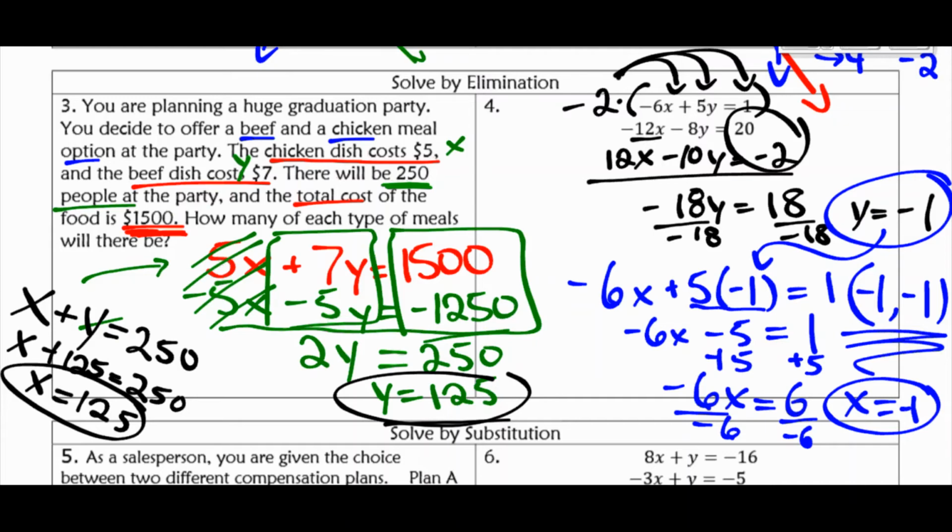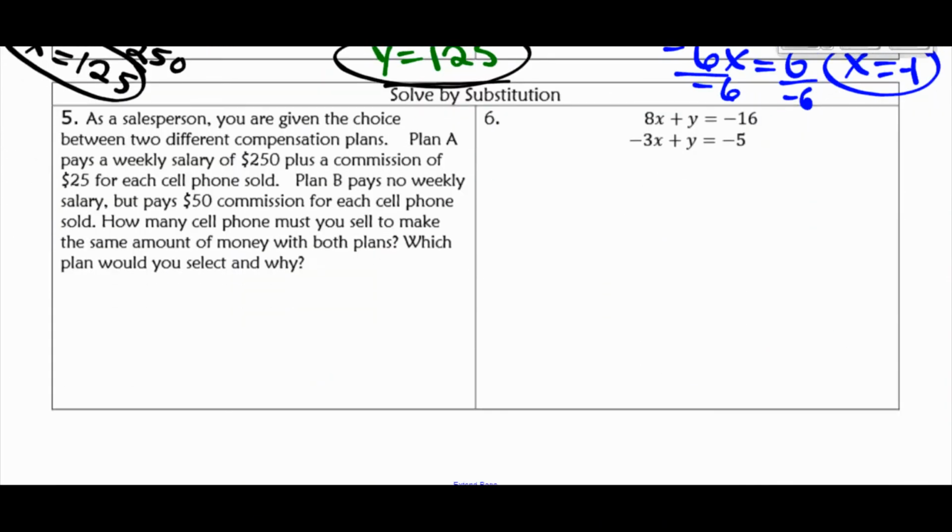Last one. Last method of solving is substitution. So here I'm going to take an expression for one of the variables and put it in place of that variable in another equation. As a salesperson, you're given a choice between two different compensation plans.